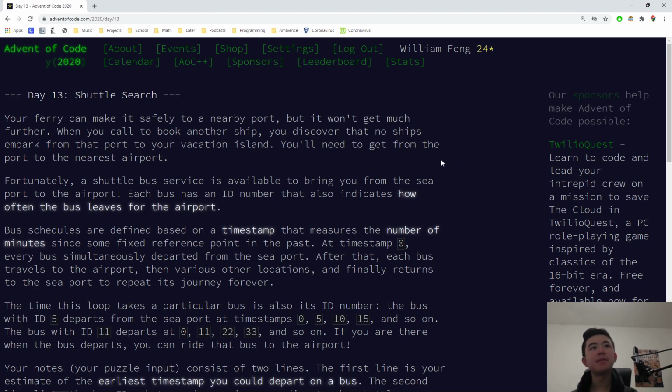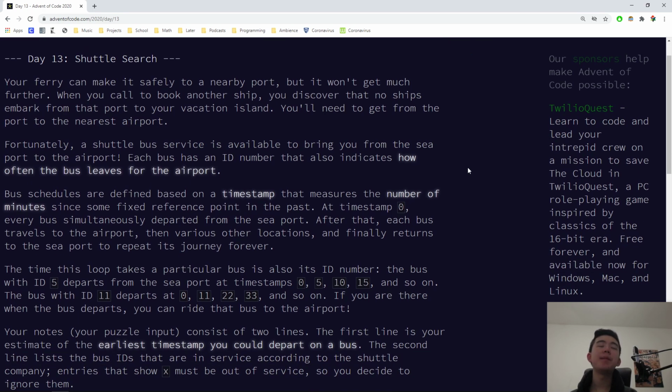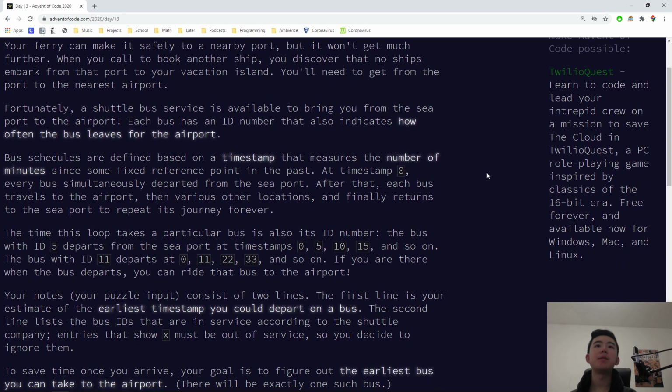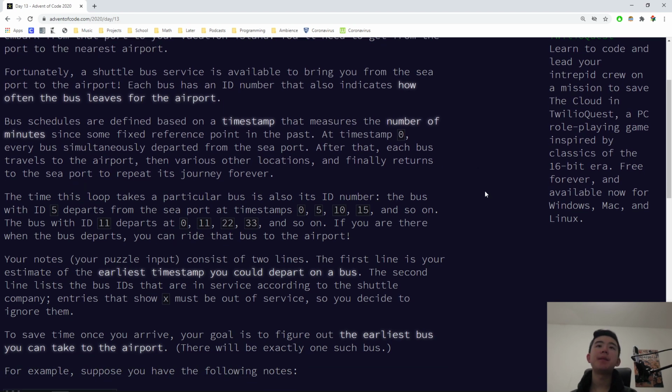So, day 13. Shuttle search. Your ferry can make it safely to a nearby port, but it won't get much further. When you call to book another ship, you discover that no ships embark from that port to your vacation island. You'll need to get from the port to the nearest airport. Fortunately, a shuttle bus service is available to bring you from the seaport to the airport. Each bus has an ID number that also indicates how often the bus leaves for the airport. Bus schedules are defined based on a timestamp that measures the number of minutes since some fixed reference point in the past. At timestamp 0, every bus simultaneously departed from the seaport.